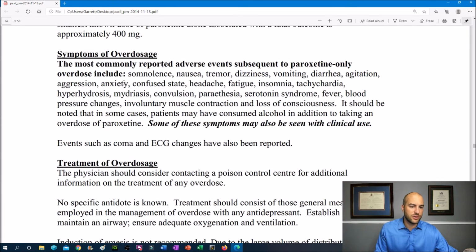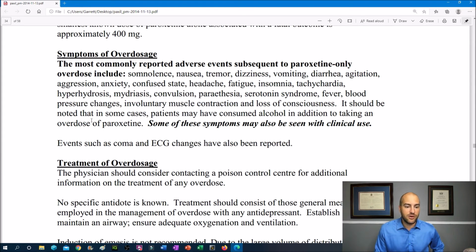I think this part here is important to go over. Symptoms of overdosage. The most common reported adverse events subsequent to paroxetine-only overdose include somnolence, nausea, tremor, dizziness, vomiting, diarrhea, agitation, aggression, anxiety, confused state, headache, fatigue, insomnia, tachycardia, hyperhidrosis, mydriasis, convulsion, paresthesia, serotonin syndrome, fever, blood pressure changes, involuntary muscle contraction, and loss of consciousness.